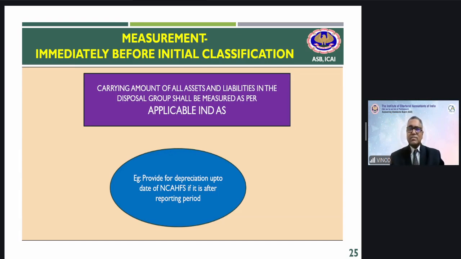Carrying amount of all assets and liabilities in the group shall be measured as per Ind AS. In case the held for sale is not on a reporting date, quarterly date, in case it is on an in-between date, every quarter anyway we pass all the entries. In case you are doing it between quarters, please make sure all the provisions, prepaid, depreciation, all the entries are passed, the valuations are done as per the respective Ind AS, fair values are found out, etc. Keep the accounts ready.